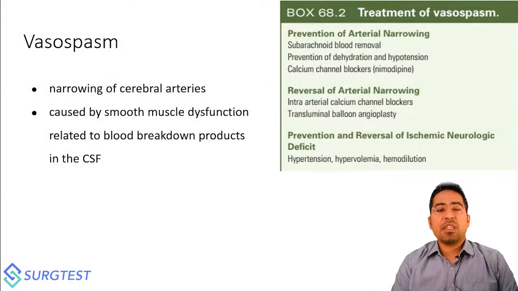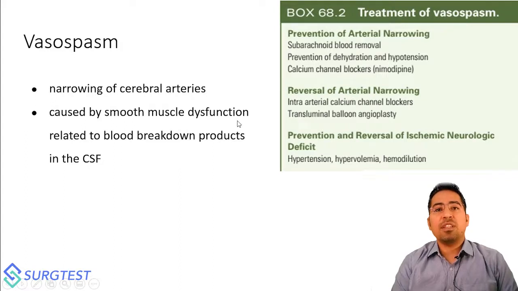Now talking about vasospasm. Vasospasm appears when there is subarachnoid hemorrhage. It is usually seen on 7 to 14 days after the subarachnoid hemorrhage. And what is vasospasm? As the term is quite self-explanatory, it is narrowing of the cerebral arteries, and it is caused by smooth muscle dysfunction.